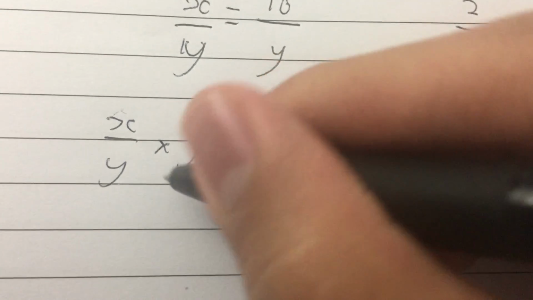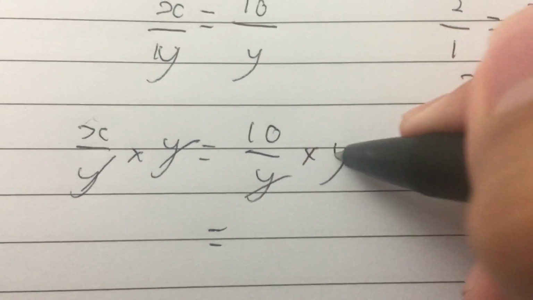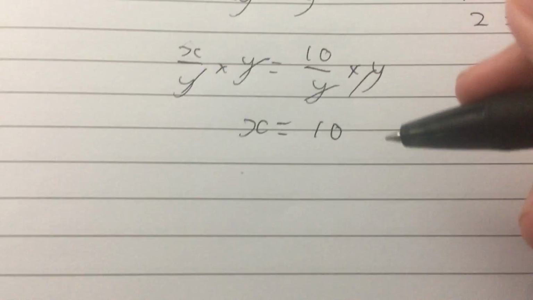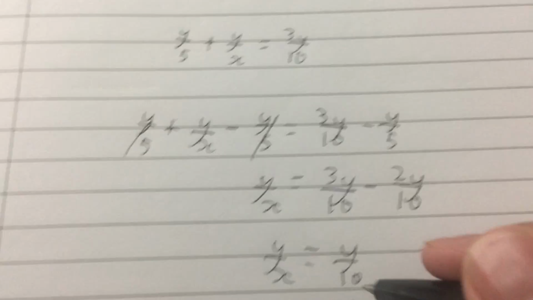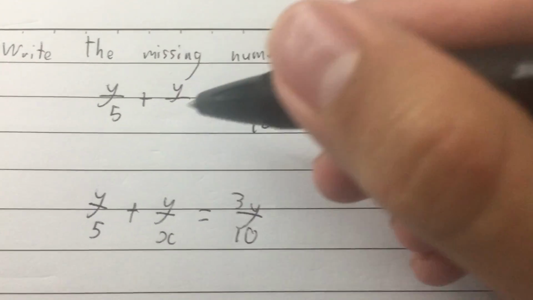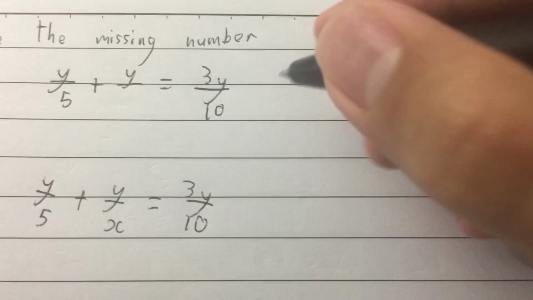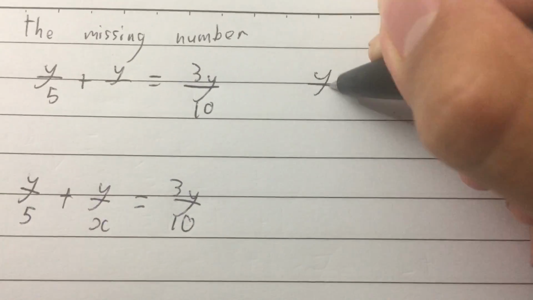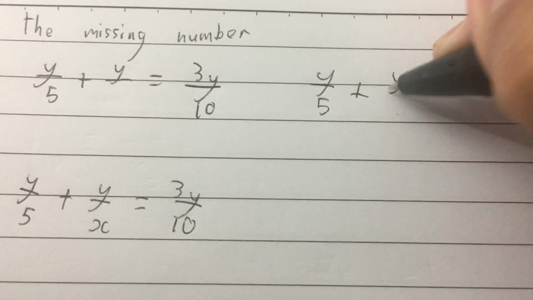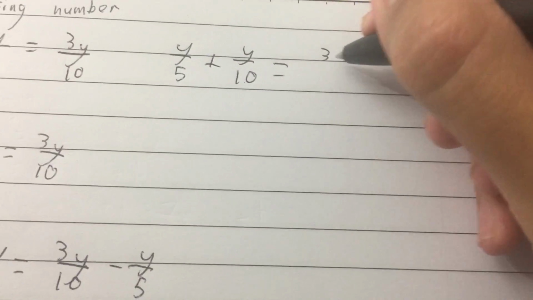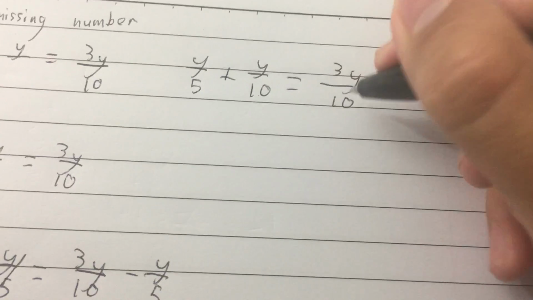And then afterwards, cancel these out, and you get x over 10. What's the proof? How do we know this is true? Well, let's refer back to the original question. y over 5 plus y, let's substitute in the x. So y over 5 plus y over 10, which is our x down here, equals 3y over 10.